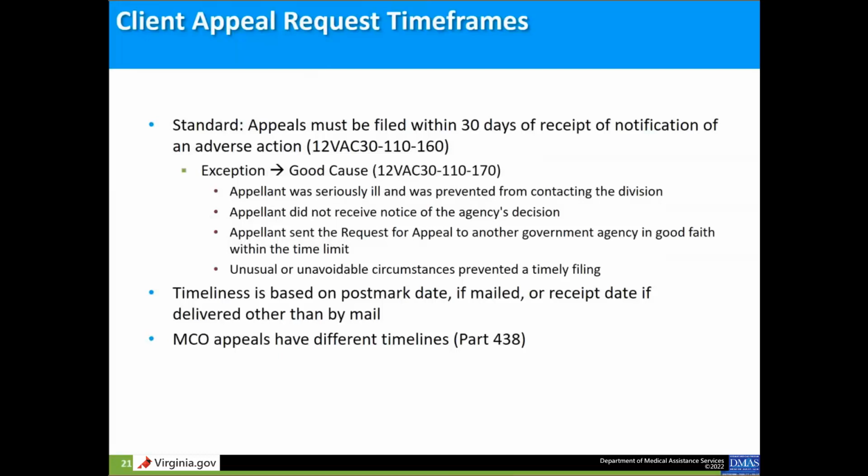Further, the failure to request an appeal by the 35th day does not preclude access to the appeals process. The appellant may be granted an exception to this requirement if they meet one of the 4 elements contained within the code.